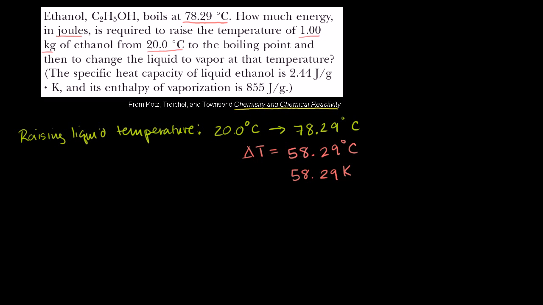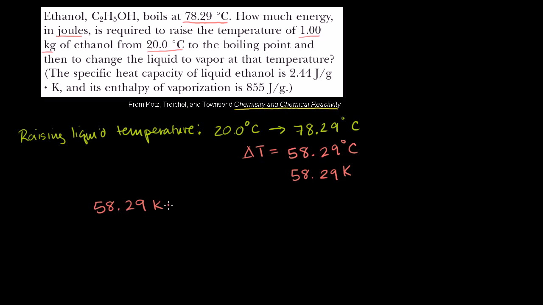So let's figure out how much energy is required to raise that temperature. So we want a delta T. Actually, let me write it in Kelvin, because that looks like what our units are given in terms of specific heat. So 58.29 Kelvin is our change in temperature. I could have converted either of these to Kelvin first, then found the difference, and gotten the exact same number, because the increments on the Celsius scale and the Kelvin scale are the same amount.